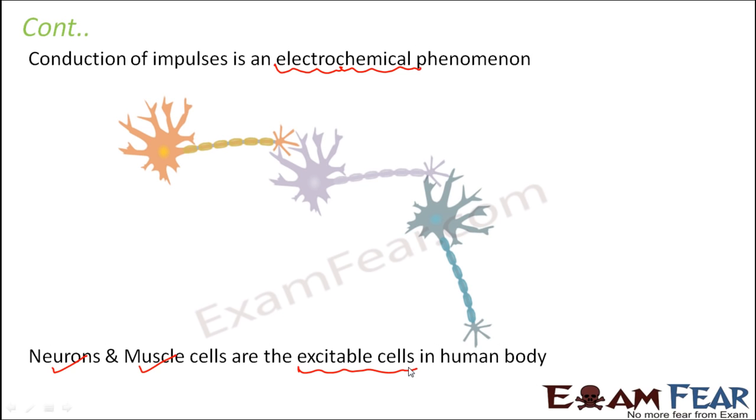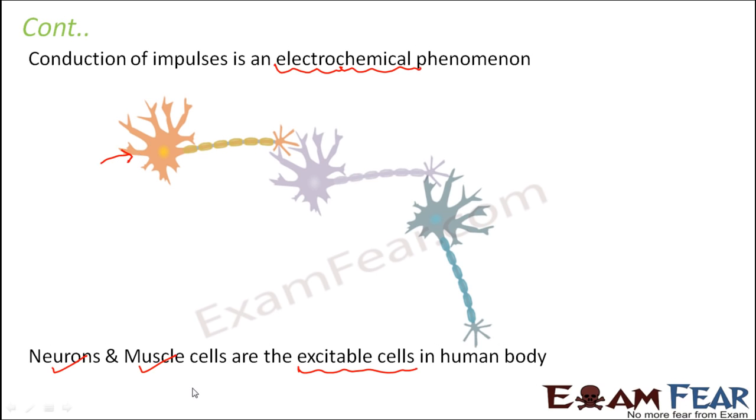So if you take the example of a neuron, as soon as it receives an information or a stimulus, it gets excited, and this excited neuron will then generate an electric impulse which will pass along the neuron. But this property of excitability is present only in neurons and in muscle cells.